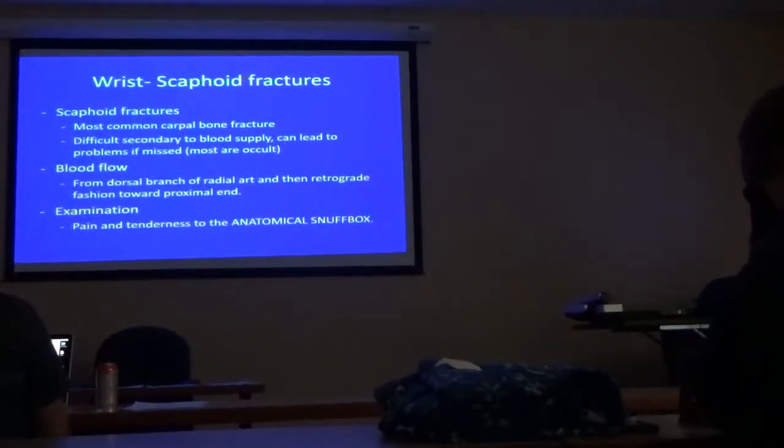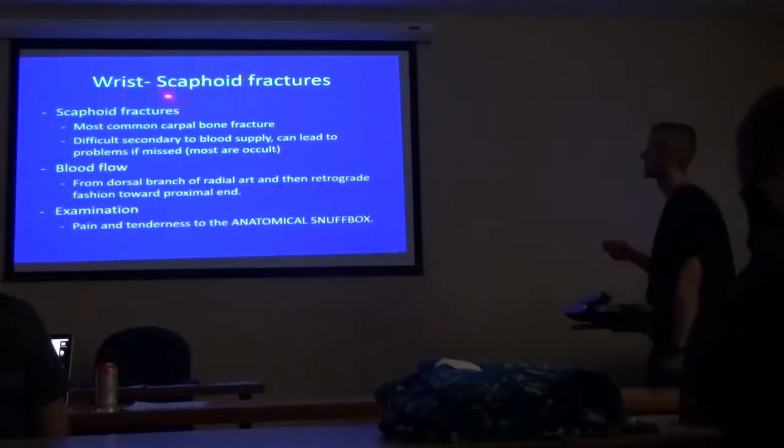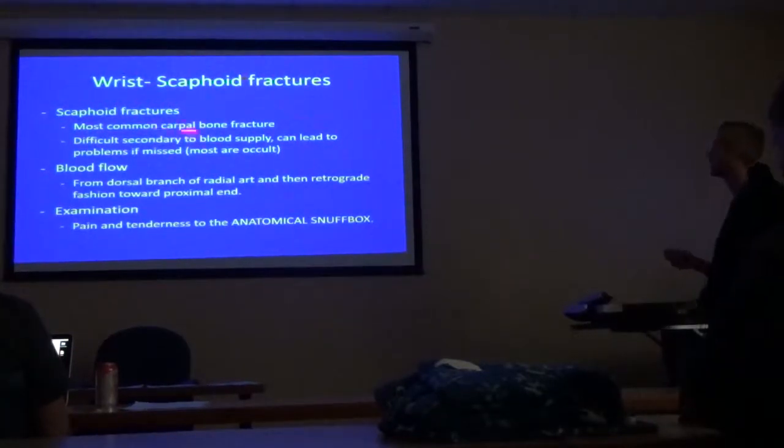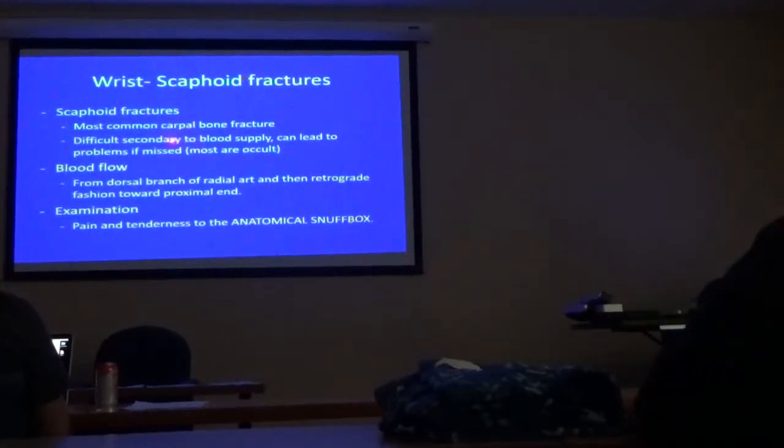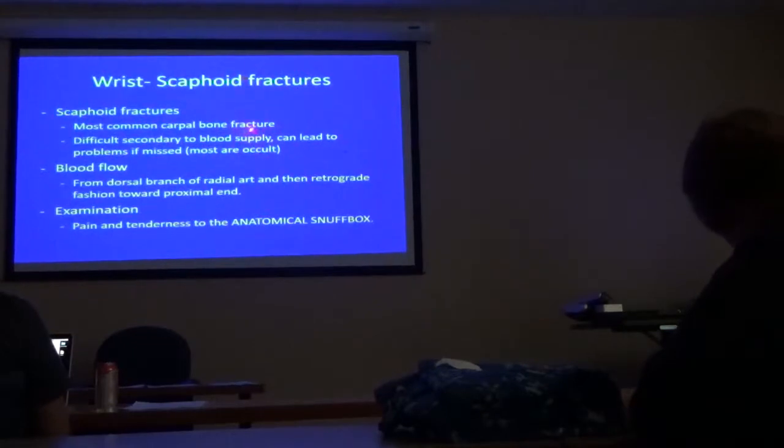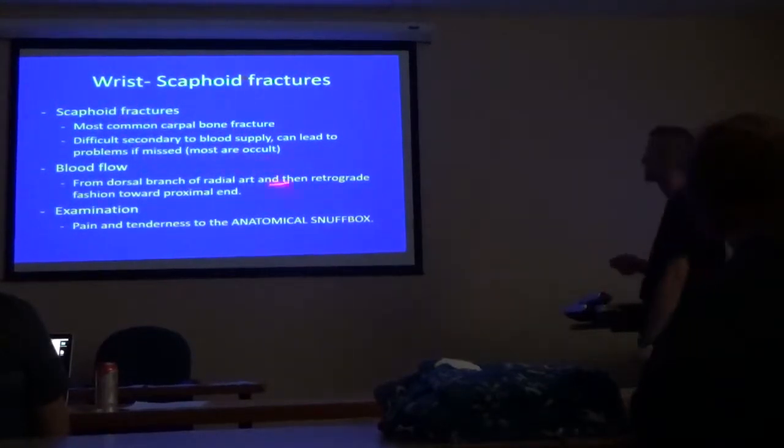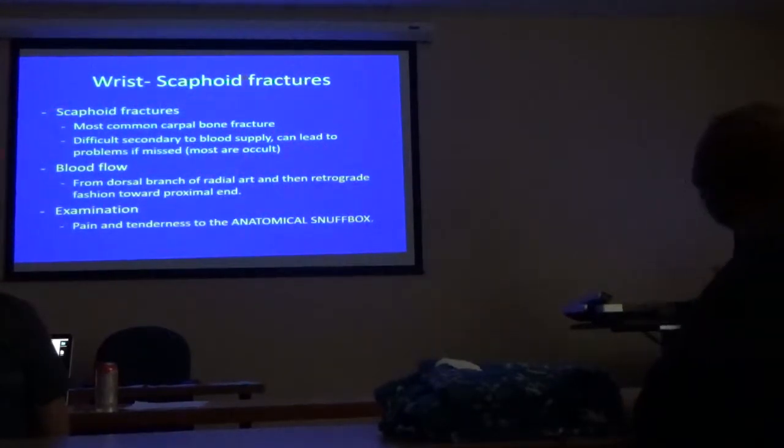All right, Jesus, we're in the wrist already. Good. Scaphoid fracture, scaphoid, however you want to say it. Most common carpal bone fracture. It's difficult, secondary to its blood supply, can lead to problems. It's missed. Most are occult, meaning they don't see them.